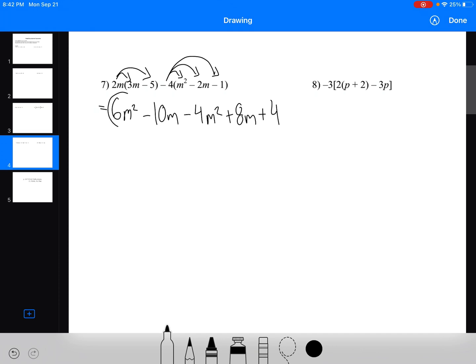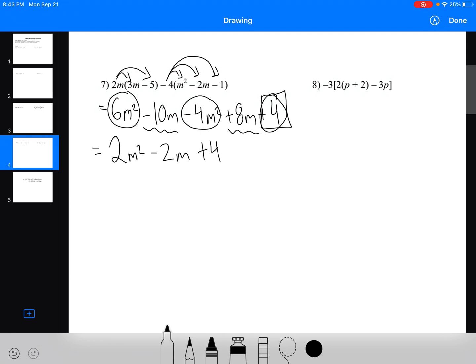Now we need to collect like terms. M squared goes with m squared. 6 minus 4 is 2. M goes with m. Negative 10 plus 8 is negative 2m. And then that 4 is just by itself at the end. So plus 4. Okay, now last but not least, we need to do this one.